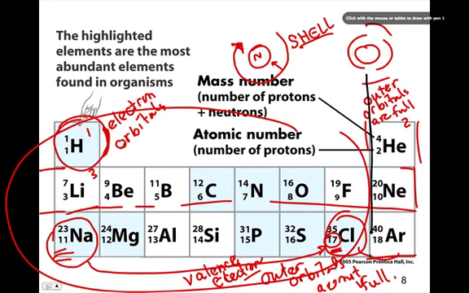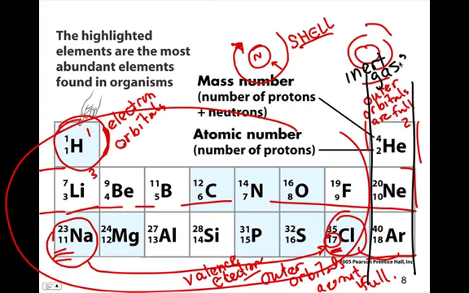Something to point out here in this column is these are called the inert gases because they're not very reactive. They don't interact with other atoms because their outer orbitals are full. These other atoms want to interact with others, and what they can do is share electrons. So in the case of hydrogen, let's just do this right now.